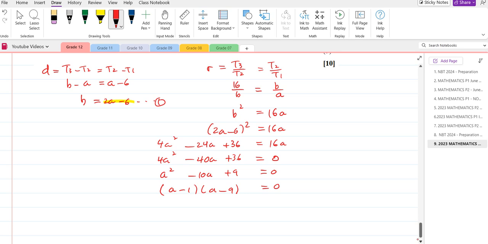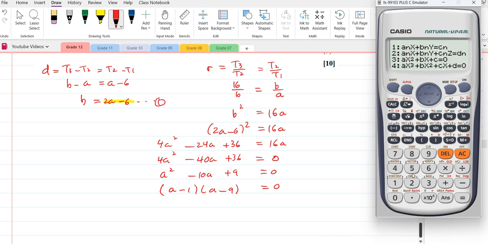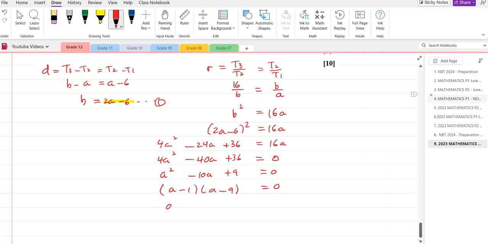A minus 1 into a minus 9 is equal to 0. Or you can use a calculator, right? So you can go mode 5 3, enter the values 1, minus 10 and positive 9. You can see you're getting 9, so bring the 9 over, a minus 9 and 1. So a is equal to 1 or a is equal to 9.